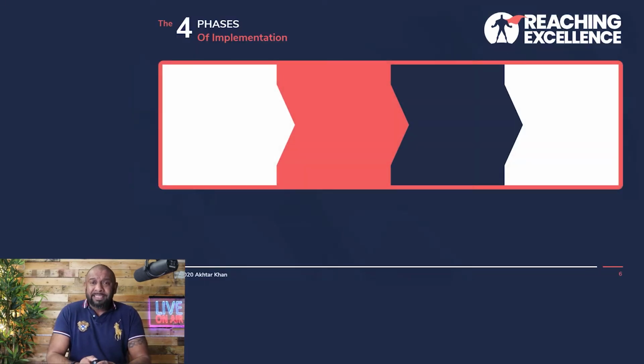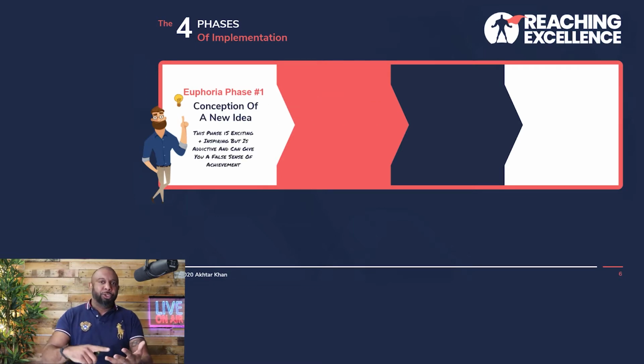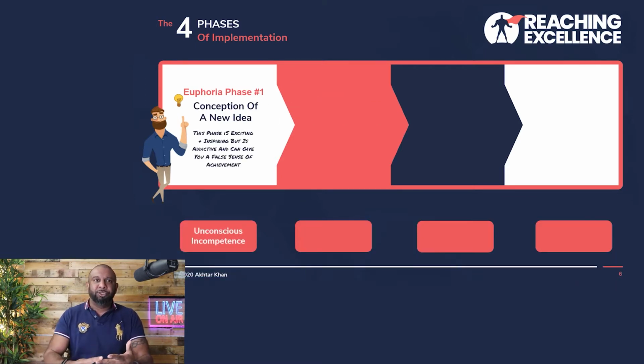So here's the thing. When it comes to entrepreneurship, when it comes to putting into practice your business plan, your strategy, whether it's a property strategy, a business strategy, people go through what I call the 4 phases of implementation. This is a model I developed. This is based on my experience and also over a decade of coaching entrepreneurs in property and business, okay? So the first phase, I call it the euphoria phase.